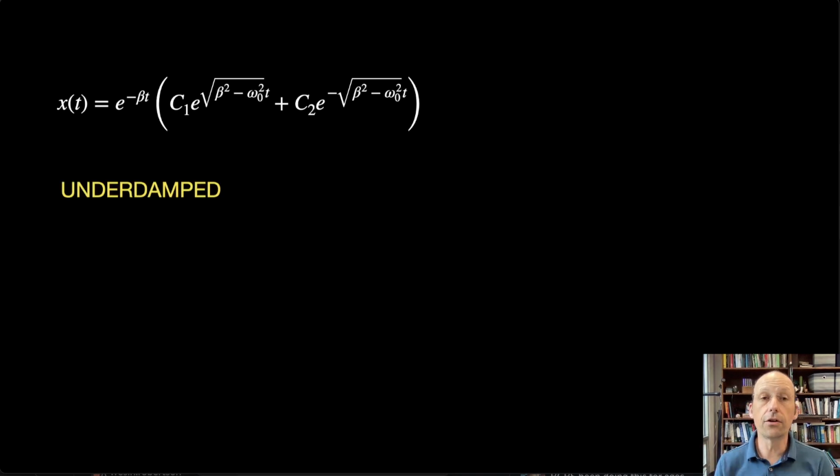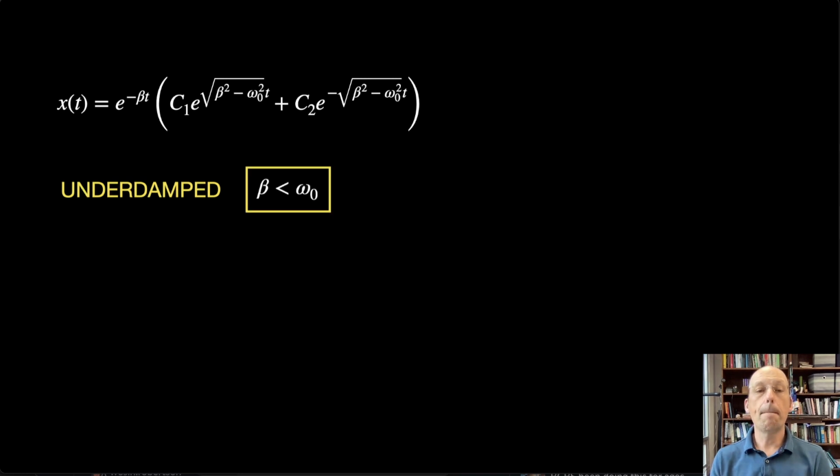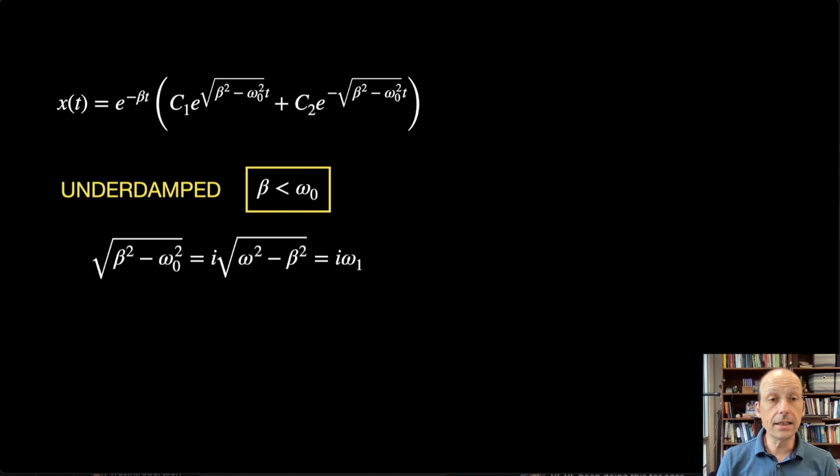And the first is underdamped. So imagine that beta is less than omega naught. If that's the case, then beta squared minus omega naught squared is going to be a negative number, and so the square root of that is going to be imaginary. So I can deal with that better. If I multiply beta squared minus omega naught squared by minus 1, then I can switch the order and factor out the minus 1, so I get i times the square root of omega naught squared minus beta squared.